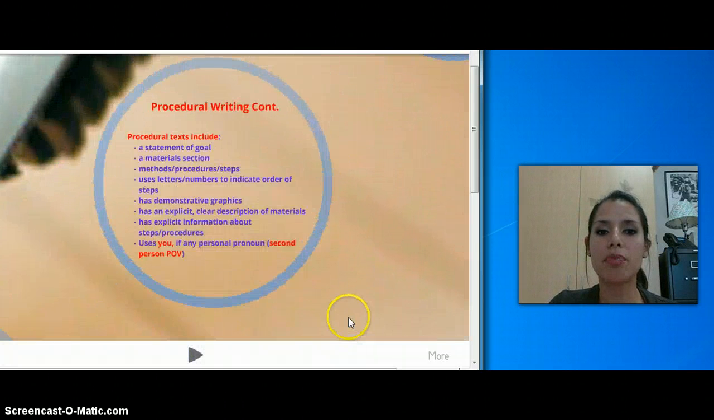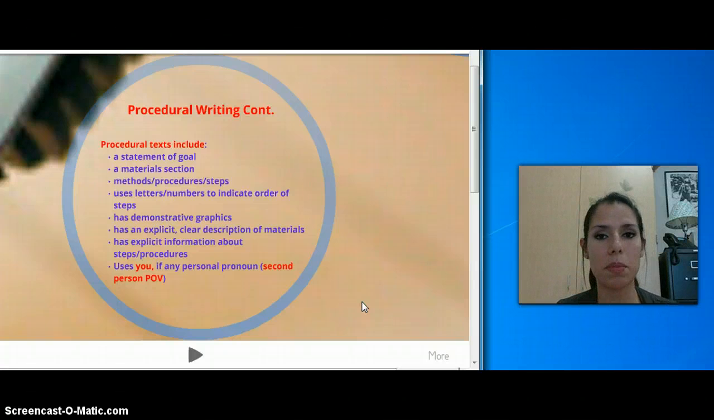So some examples of procedural writing might be instruction manuals, any sort of guide or diagram that shows you how to put something together.